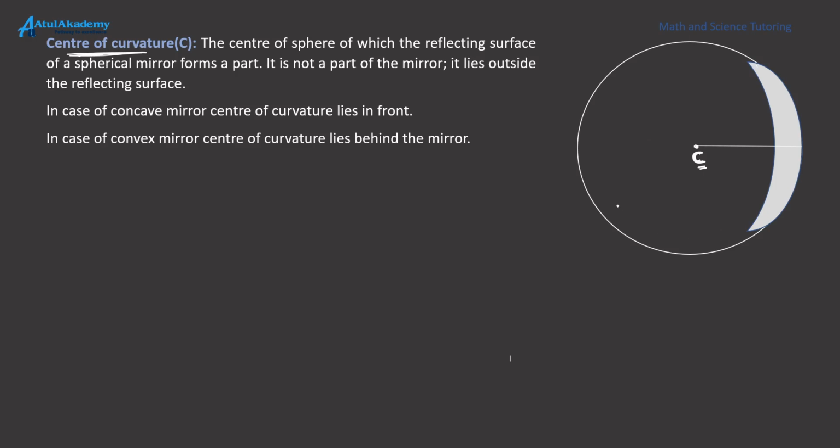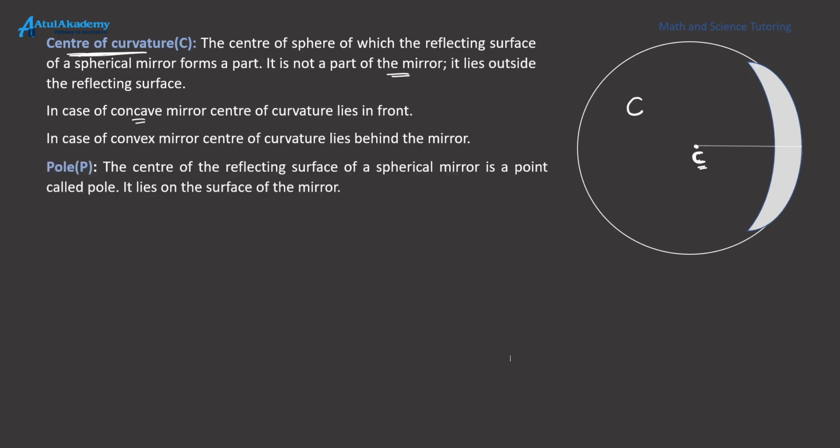This whole sphere is not a part of the reflecting surface. The reflecting surface is only this much part. The center of curvature is also not a part of the mirror. It is always outside the reflecting surface. In the case of a concave mirror, this center of curvature lies in front. In the case of a convex mirror, it is at the back. We represent it with the capital C, the center of curvature. Clear? Another term, let's talk about the pole.